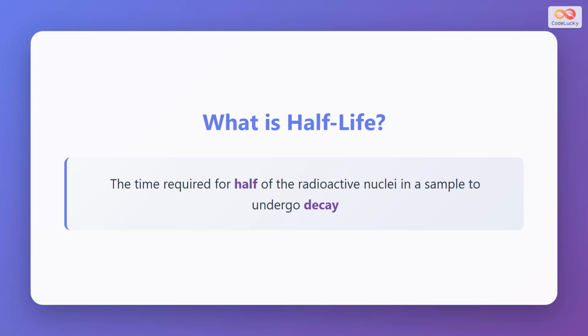Half-life is defined as the time required for half of the radioactive nuclei in a sample to undergo decay. When radioactive atoms are unstable, they spontaneously break down over time, releasing radiation in the process. The half-life tells us how long it takes for exactly half of these unstable atoms to transform into more stable atoms.